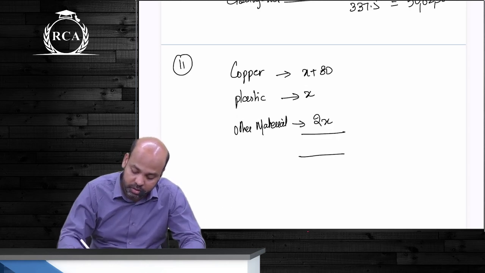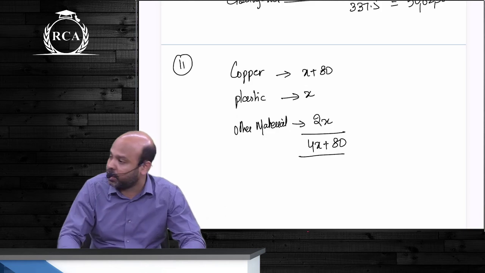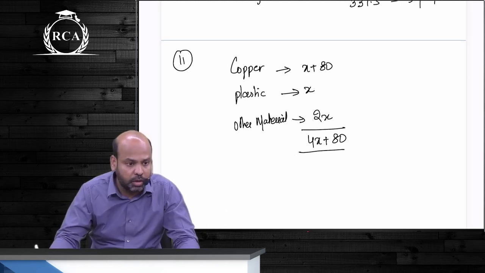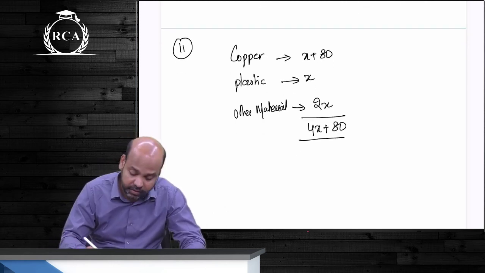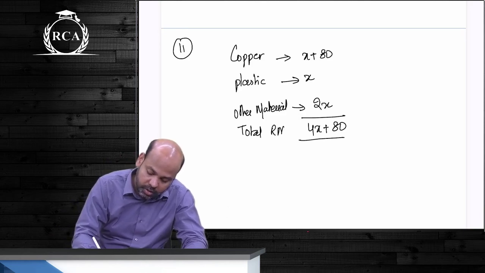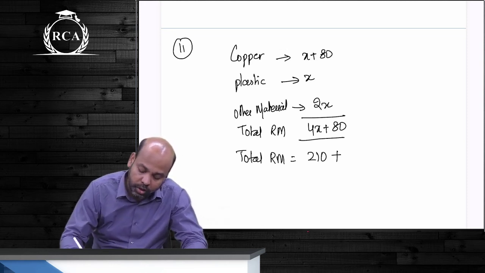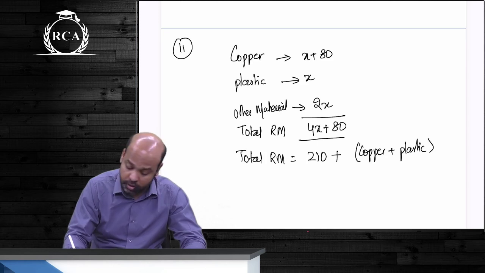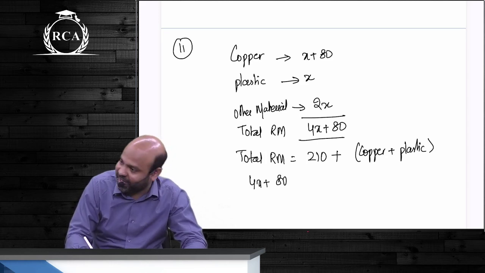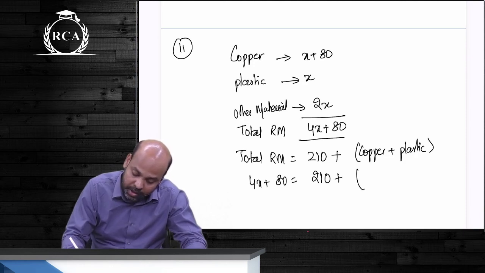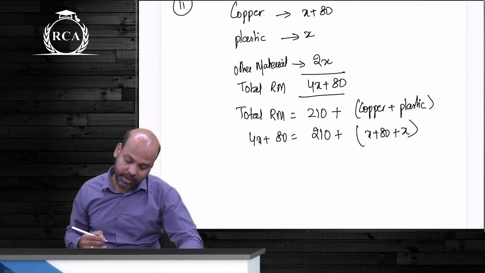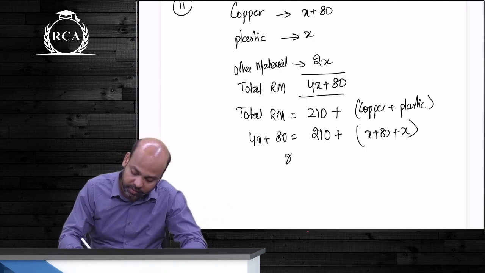Total cost, 4x plus 80. Now there's one more condition given. Can you read that condition and tell me, guys? Total raw material cost is 210 more than copper plus plastic. So 4x plus 80 is equal to 210 plus copper plus plastic, which is x plus 80 plus x. 290, beta, will come here, 80 here and 80 there cancel. 2x is this, x is 105.